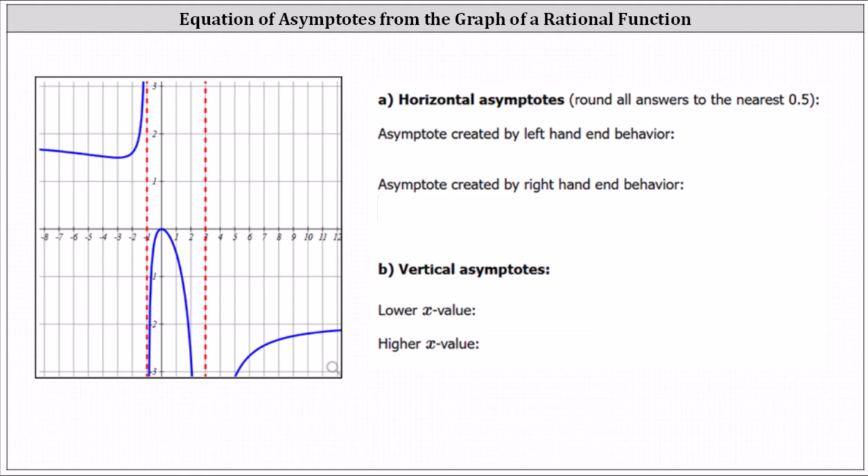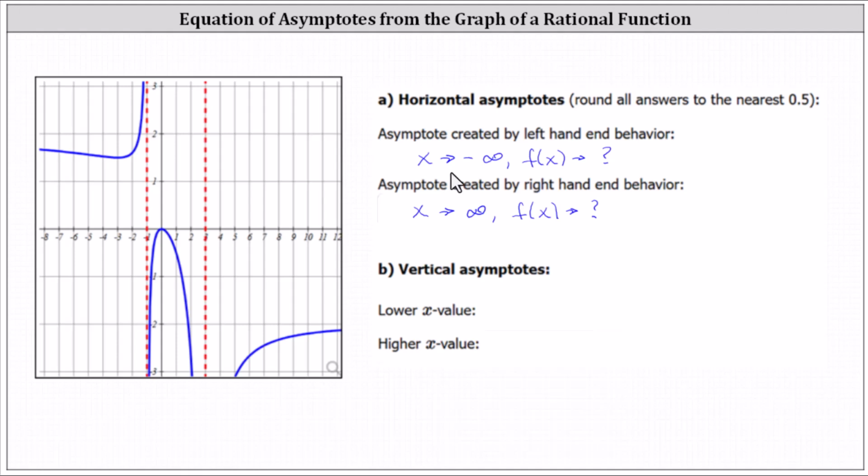We are given the graph of a rational function, and for part A, we're asked to determine the horizontal asymptotes based upon the left-hand behavior and right-hand behavior. Recall the left-hand behavior is as x approaches negative infinity, f of x approaches what function value? And the right-hand behavior is as x approaches positive infinity, f of x approaches what function value? Let's begin with the left-hand behavior.